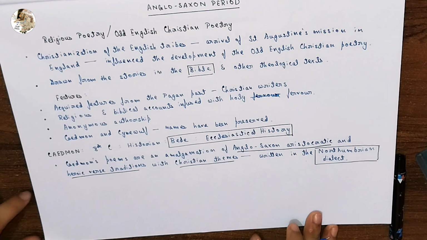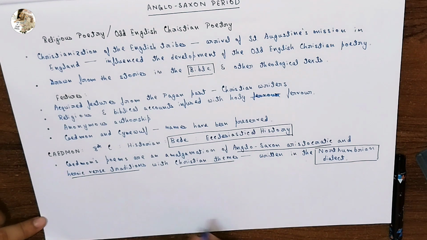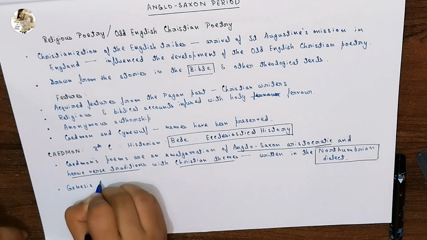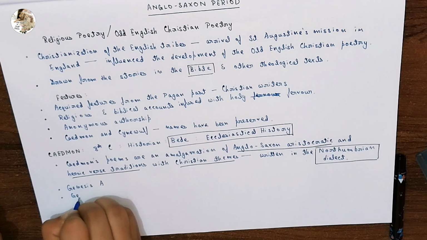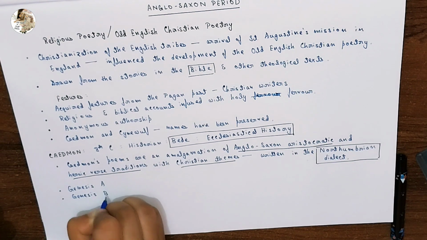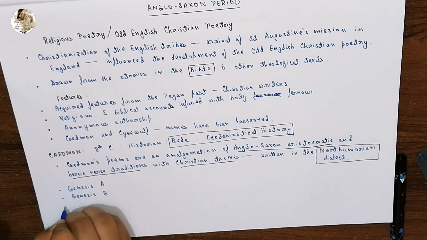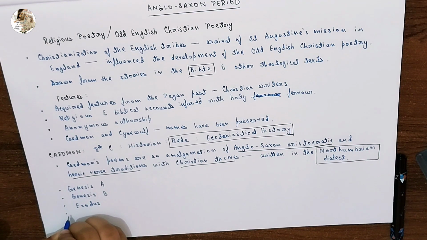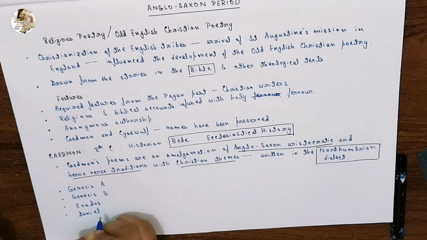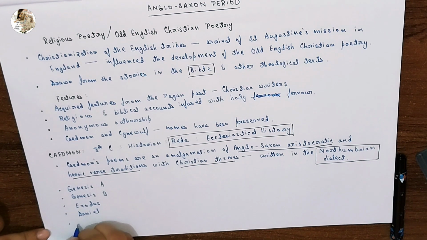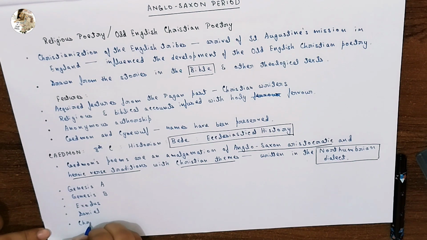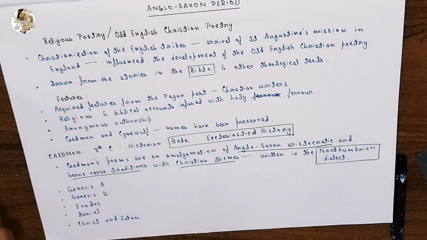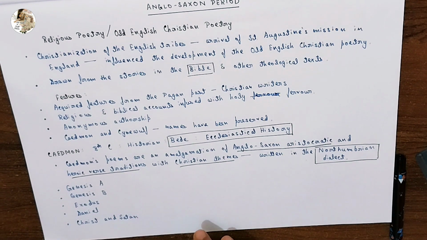Now we'll discuss the works of Caedmon. The works ascribed to Caedmon include Genesis A, Genesis B, Exodus, Daniel, and Christ and Satan. Now very briefly we'll discuss the works of Caedmon.